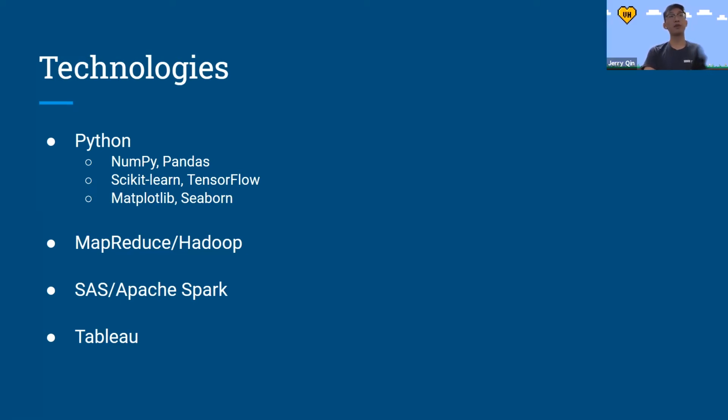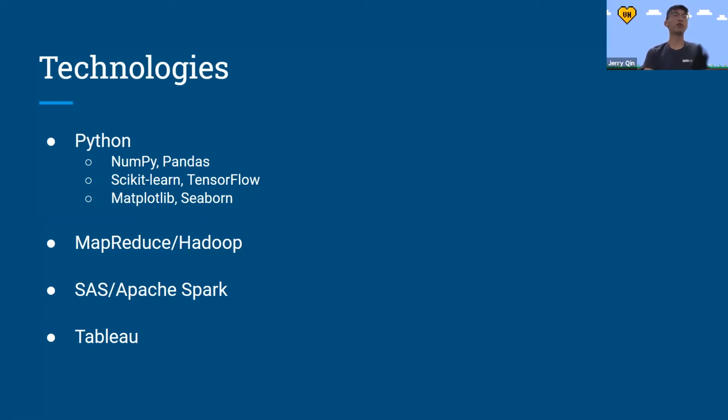NumPy and Pandas are both data analysis and scientific computing tools and libraries. sklearn and TensorFlow both relate to machine learning, and Matplotlib and Seaborn are both visualization libraries, where Matplotlib is sort of the building block of all other visualization libraries in Python, and Seaborn is a more statistical exploratory data analysis type of visualization tool.